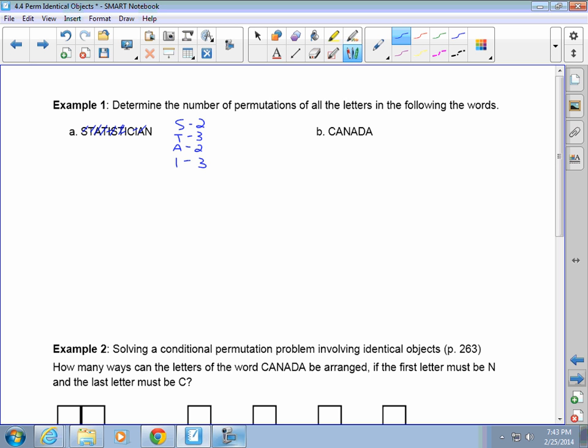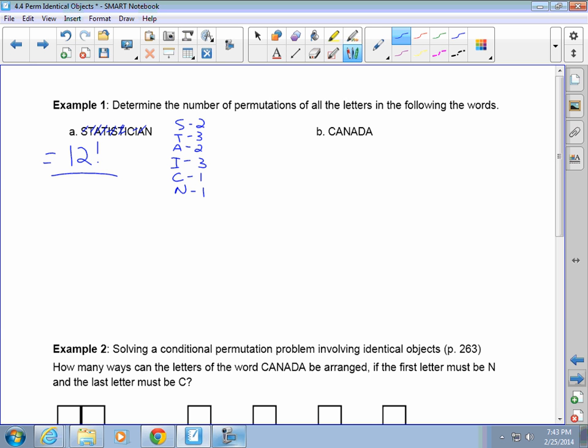I only have 1 C, and an N is 1. So altogether, I had 12 letters, so I'd have 12 factorial ways of arranging them.